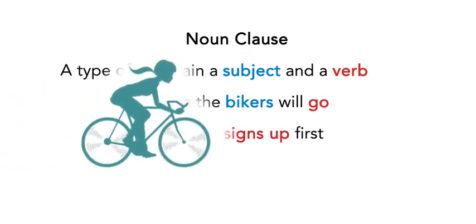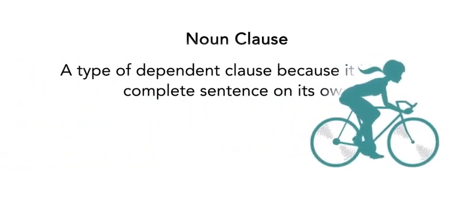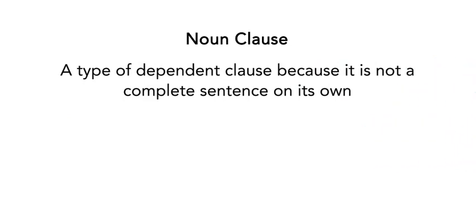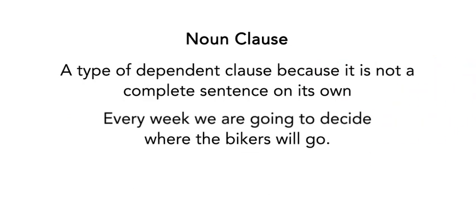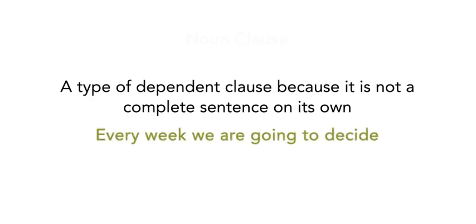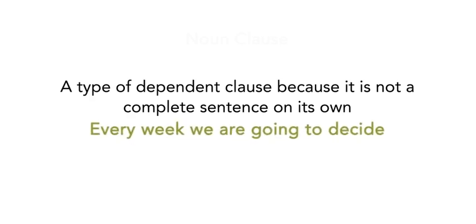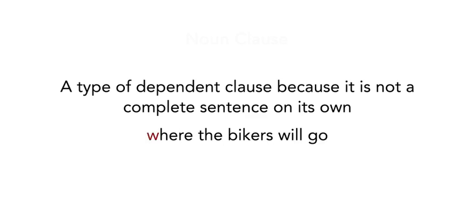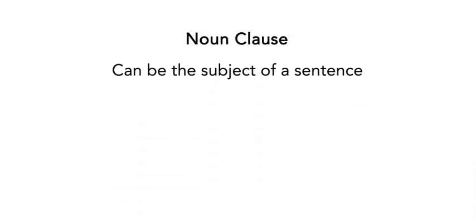A noun clause is a type of dependent clause because it is not a complete sentence on its own. In the sentence, every week we are going to decide where the bikers will go, the clause, every week we are going to decide, stands alone as a sentence. However, the noun clause, where the bikers will go, does not make a complete sentence on its own and is therefore a dependent clause.